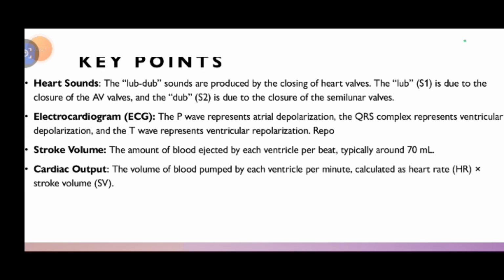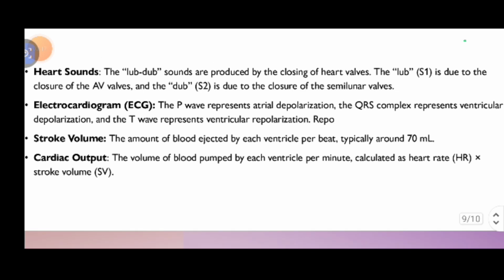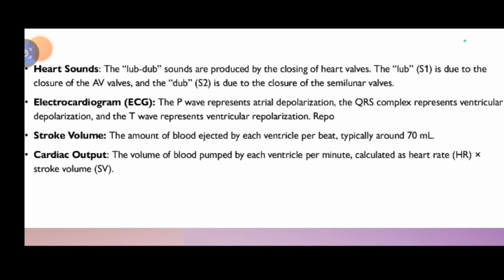Electrocardiogram, ECG. The P wave represents atrial depolarization. The QRS complex represents ventricular depolarization, and the T wave represents ventricular repolarization.